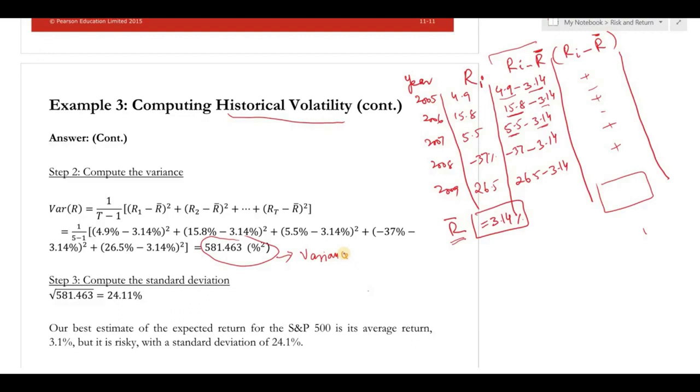But we need to find the standard deviation, because these are in square form, right? So that's why the answer is very high. But a few values were positive and a few were negative, so that's why we need to take the square root of this answer. Our answer would be 24.1.